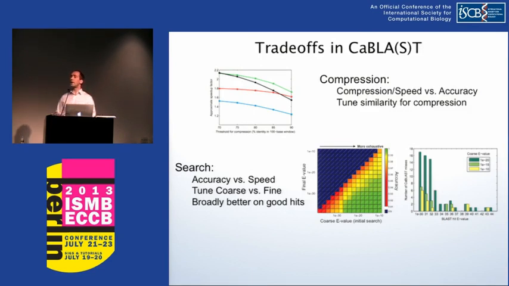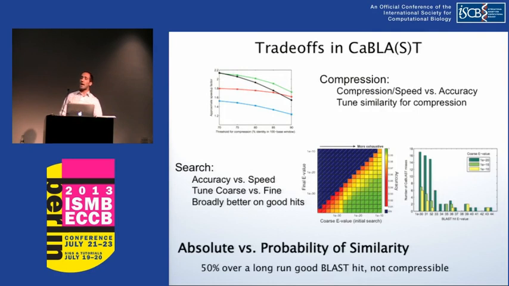And the reason there are these trade-offs, the reason we can't do it perfectly, is that I've been using this notion of sequence similarity, but I really mean two things. For compression, what I mean is absolute similarity. When you have two sequences, what fraction of them are similar? But for BLAST, we're not asking that. We're asking, what's the probability of similarity? So if we have a run of 1,000 bases that's 50% similar, that's a great BLAST hit. But it's absolutely atrocious for compression; you can't get any compression from that whatsoever.